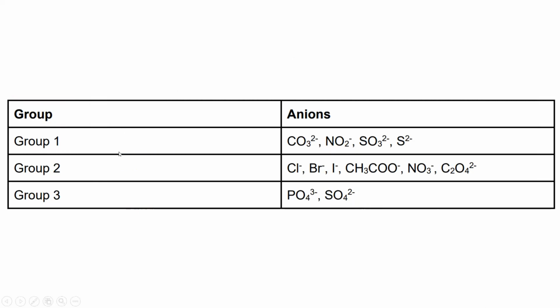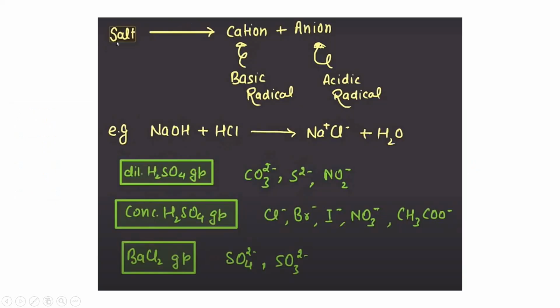Good morning, guys. Today we can have a look at the salt analysis of class 12. So you know that a salt consists of an acid radical, which is called an anion, and a basic radical, which is called a cation, right?